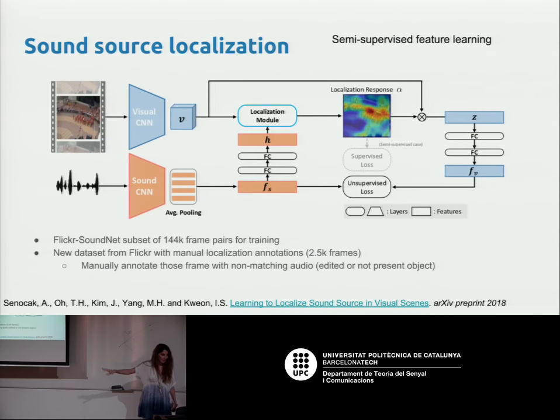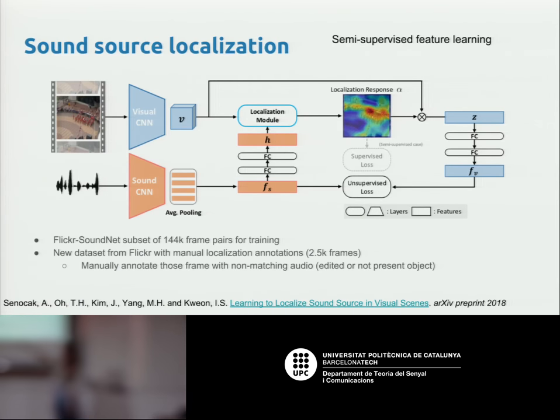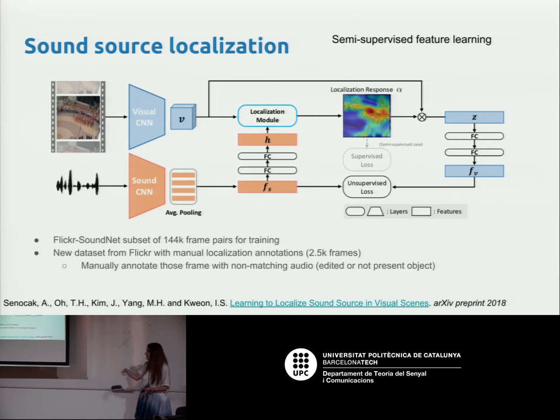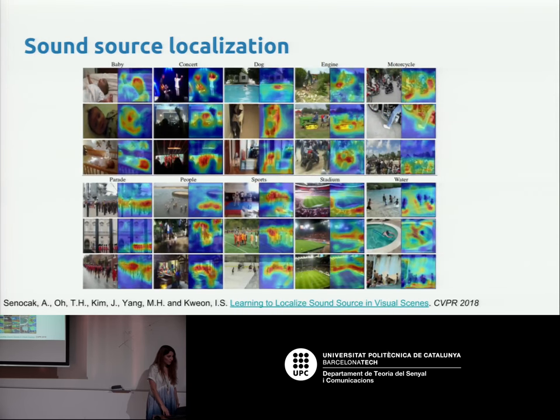And this is the structure again. It's kind of the same idea as the other one, but they process the raw signal with a convolutional layer for the sound, and then they learn this attention map by again comparing the embedding of the audio with all the convolutional features of the frame, and then they use the attention map to weight the local descriptors on the convolutional features, and then again they train the network with the triplet loss. This is the kind of results that you get.